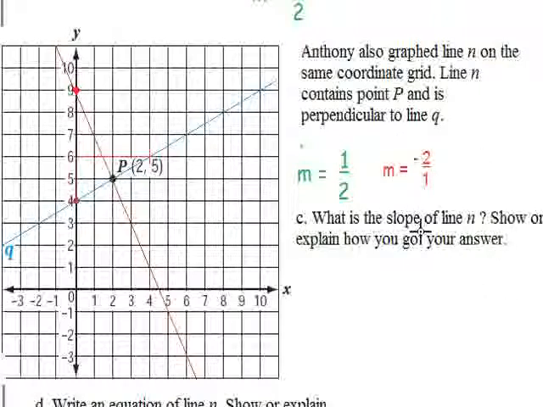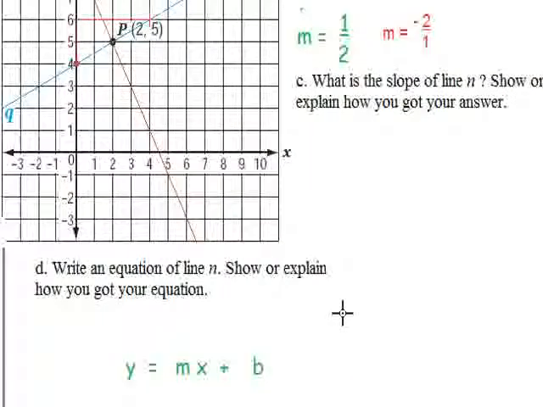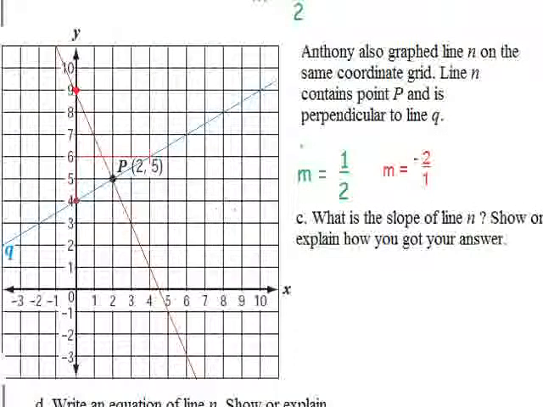So what is the slope of line N? Show or explain how you got your answer. Well, here's the slope of line N, and I already explained how I got my answer. Just write that in sentence form and you've got the answer for part C. Part D says write an equation of line N. Show or explain how you got your answer. Well, you do have your new slope here, but you don't have this part b, right? If you look at the graph, let me blow this up so you get a clearer idea of how I got that line.